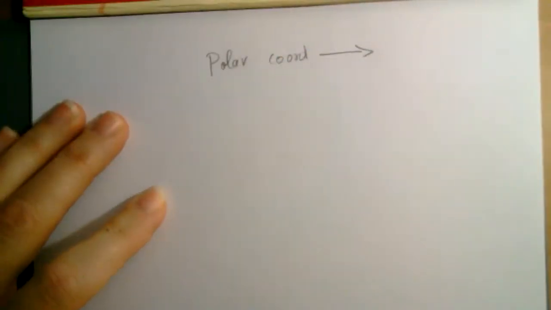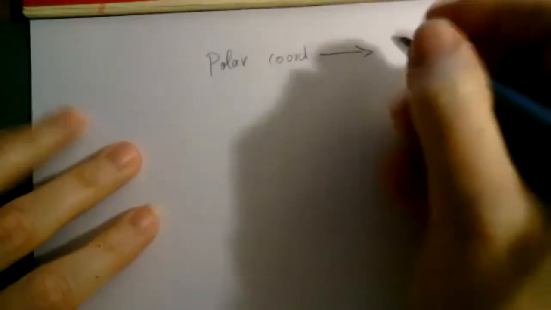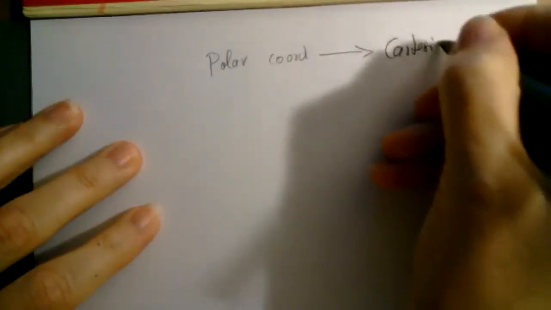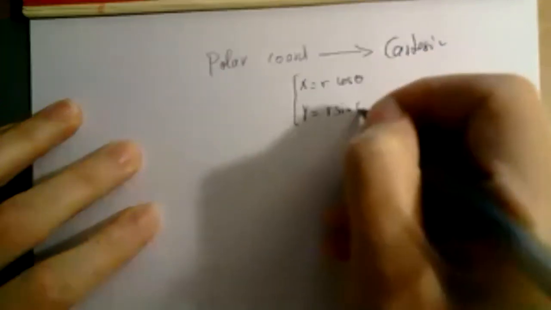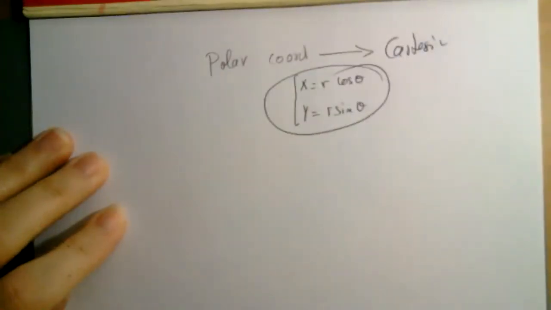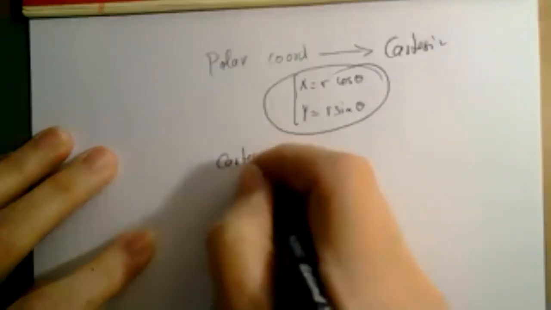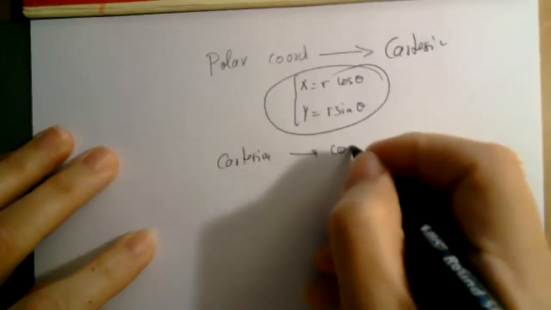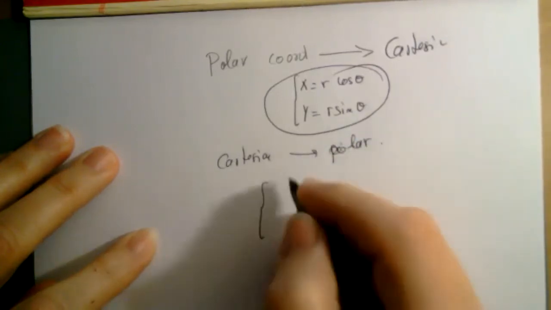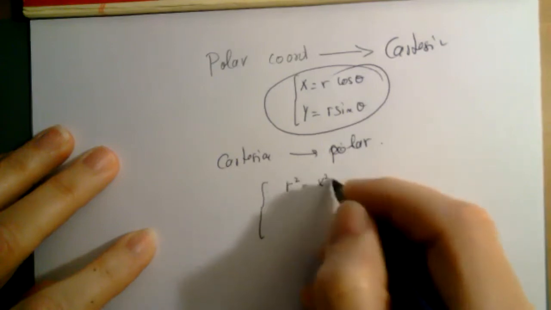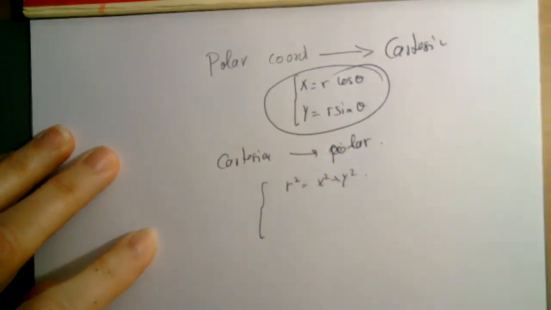Okay. All right. So we learned how to move from polar coordinate to Cartesian. And that was easy. x is r cosine theta and y is r sine theta. So we did that. And then we learned how to go from Cartesian coordinate to polar. And the guideline is that r squared is x squared plus y squared.